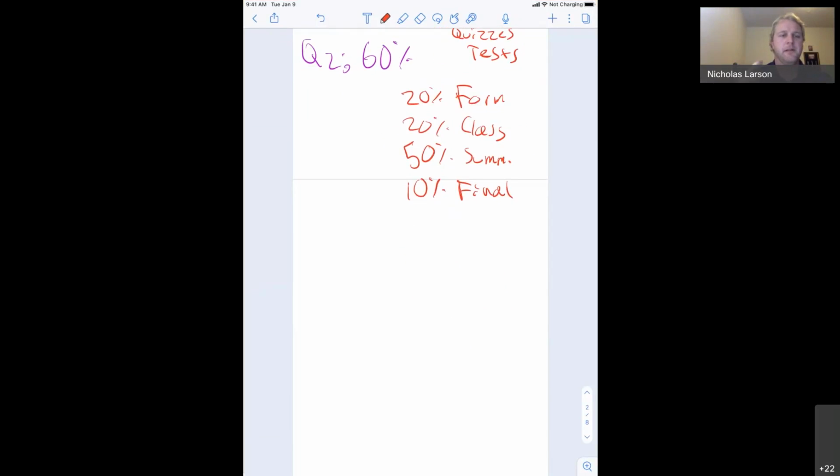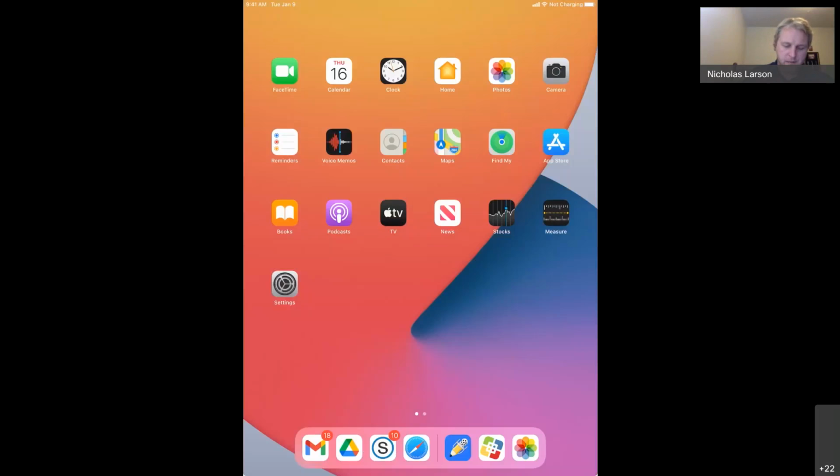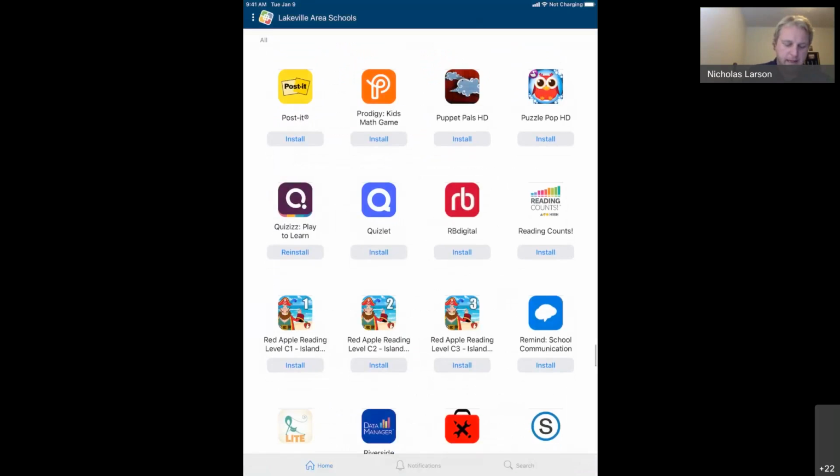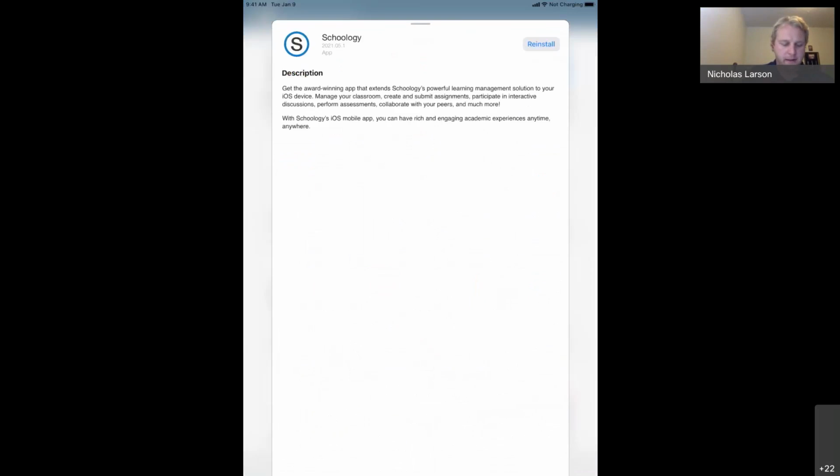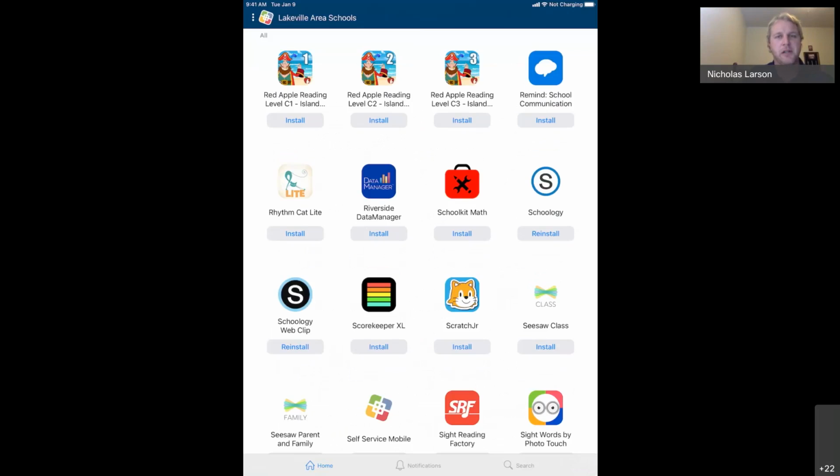So Desmos, Notability, and the third app, which is probably the most important for right now at least. You'll notice that there are 2 Schoology apps, okay? This one is the one you probably already have. This is just the application. The problem with this one is that it sometimes doesn't allow us to write on the iPad. It sometimes doesn't open up specific things. So what you need to do is download the Schoology web clip.